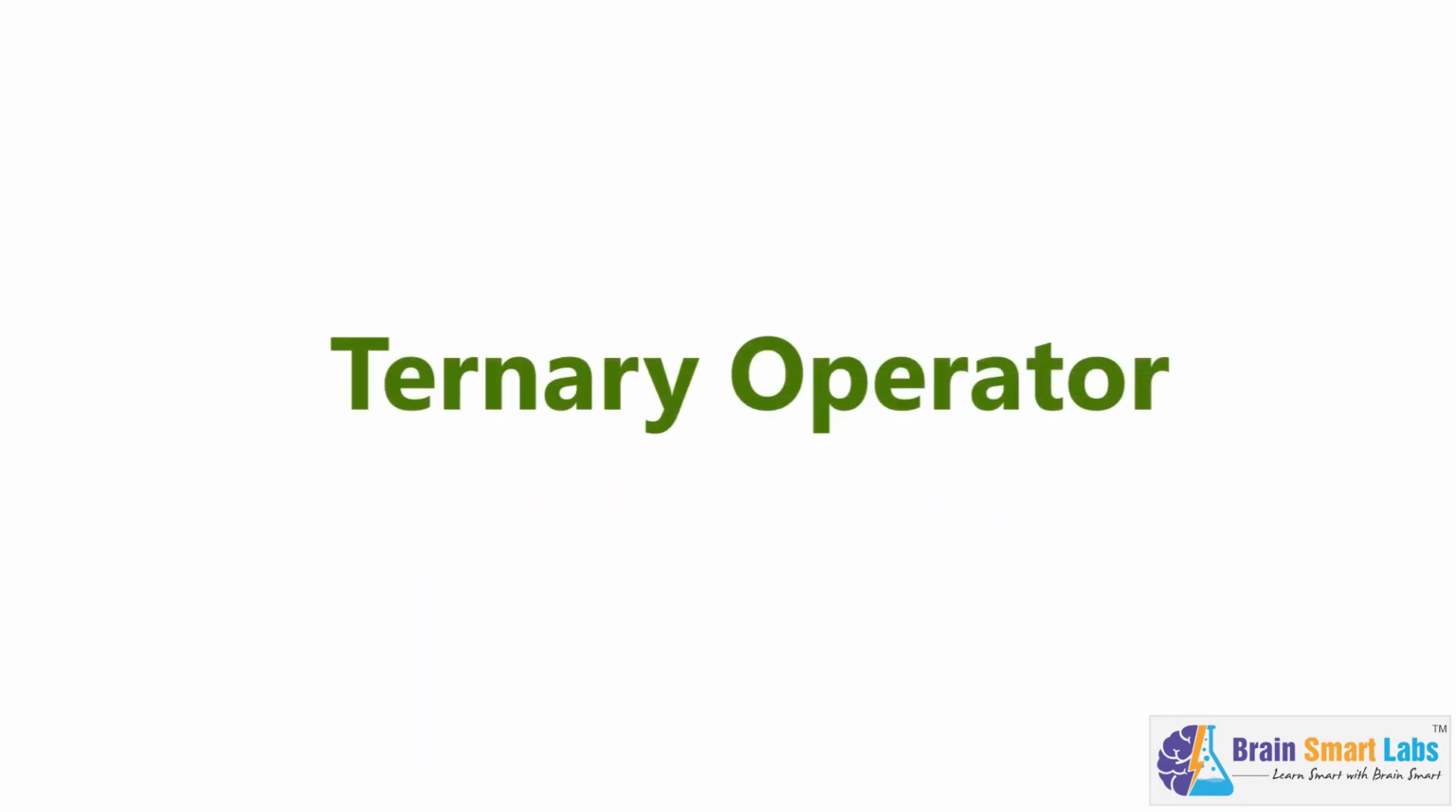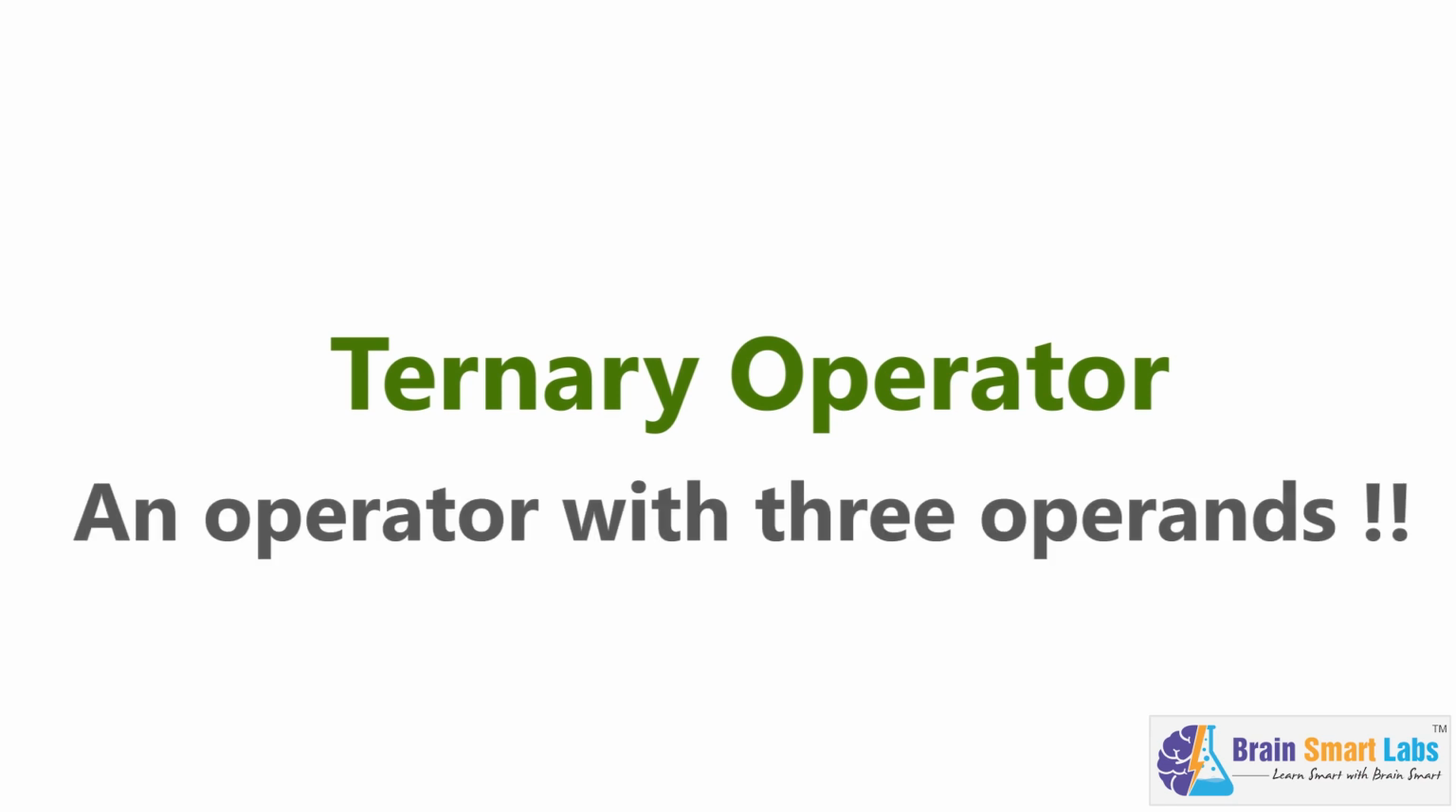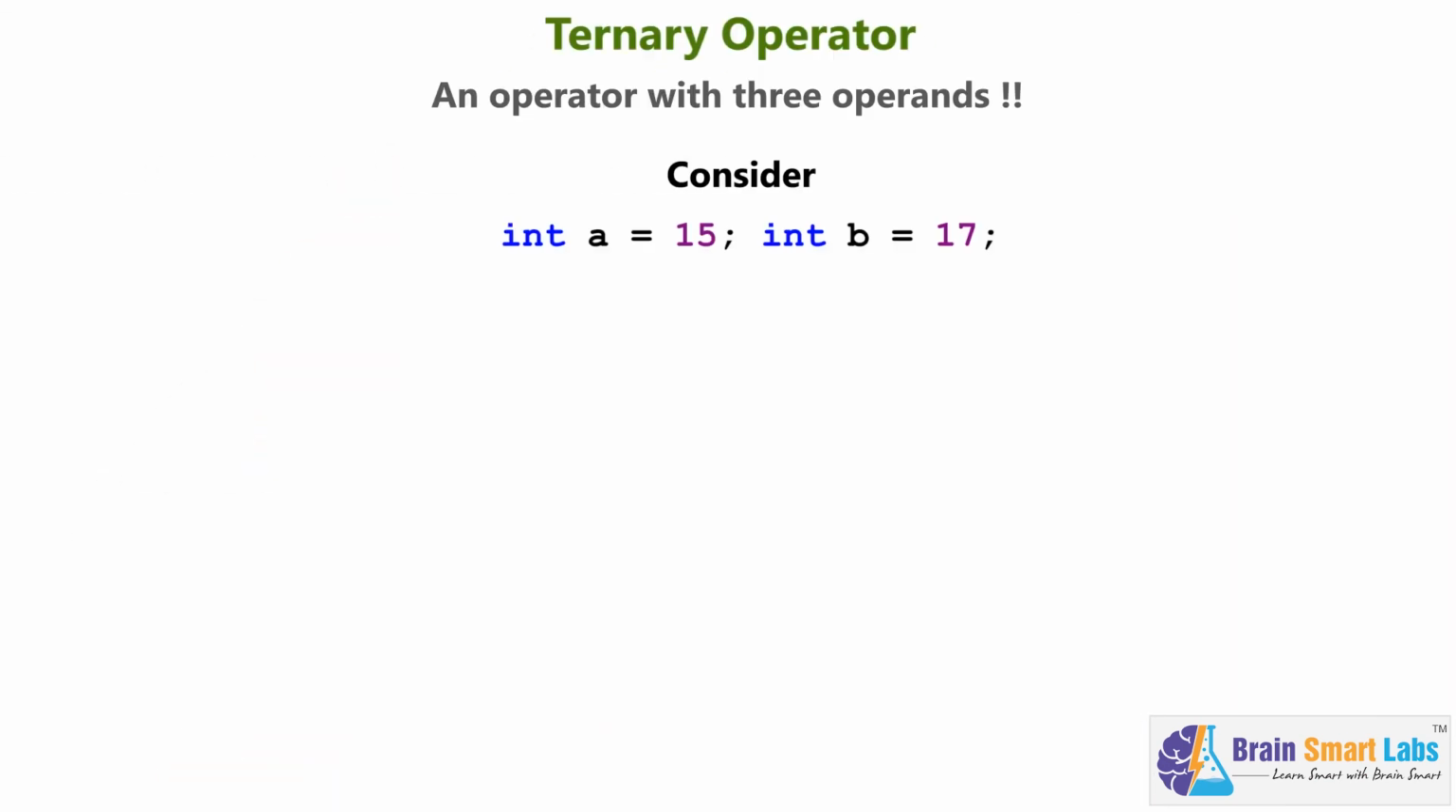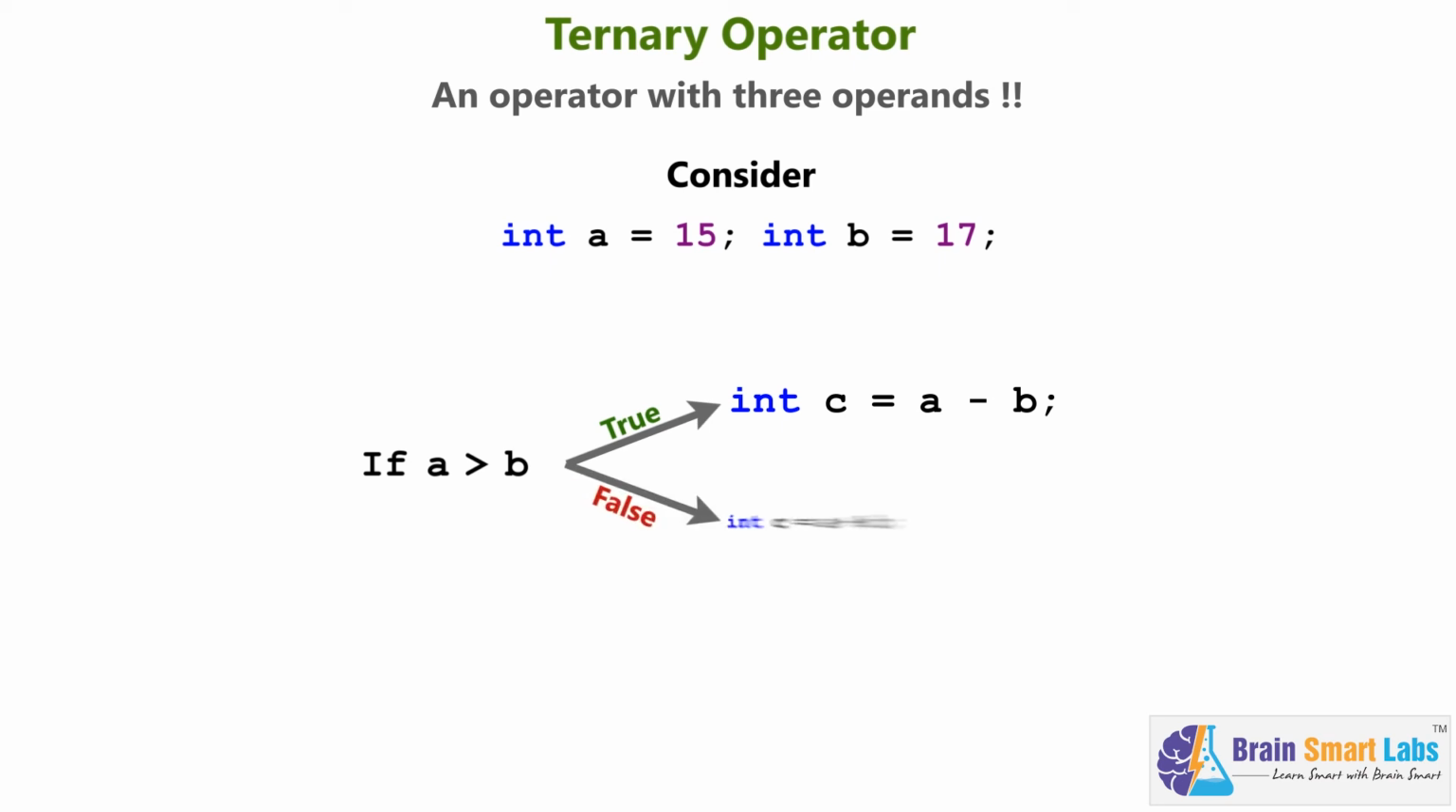Ternary operators in Java. A ternary operator in Java operates with 3 operands. Yeah, 3 freaking operands. Consider int a is equal to 15 and int b is equal to 17. Suppose I have a condition. If a greater than b, I need to perform a subtraction operation, and if a is not greater than b, then I have to perform an addition operation between two numbers. Now that's a solid condition, and with ternary operator you can perform this in one single line.